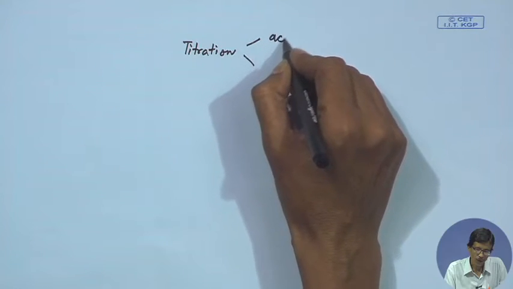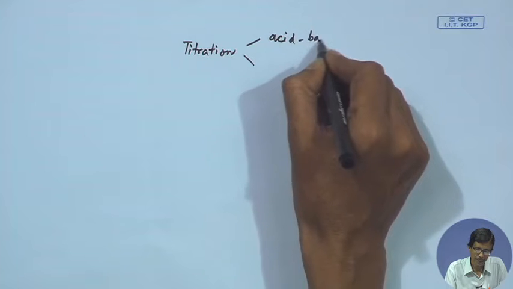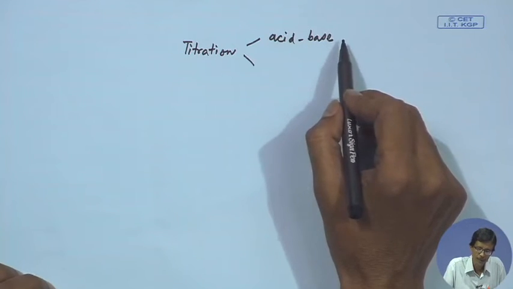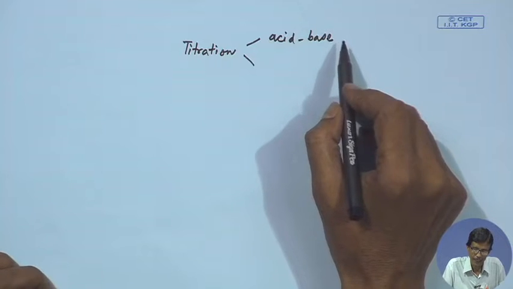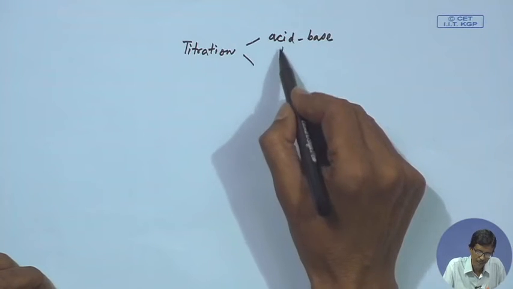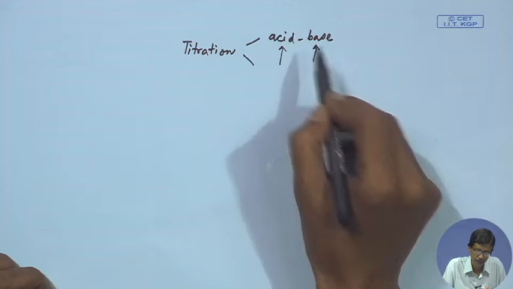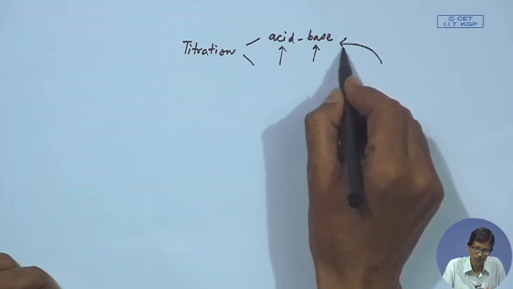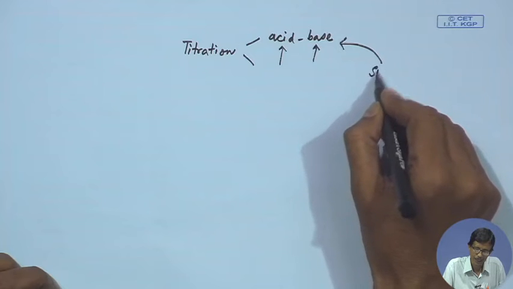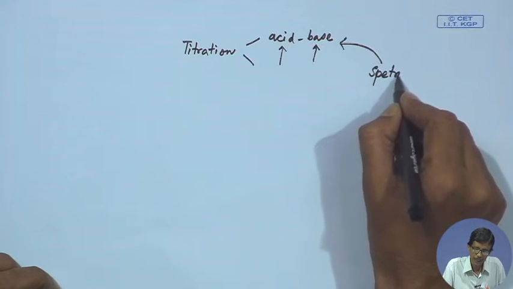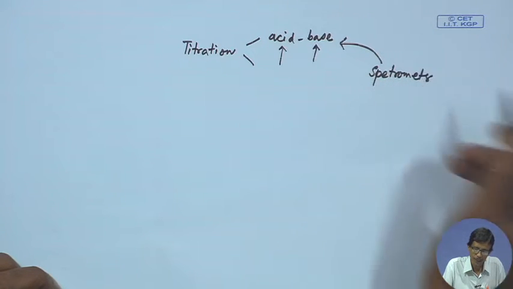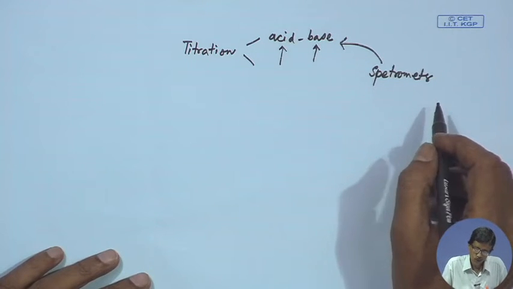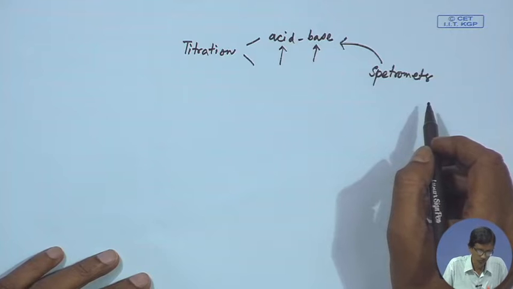So, in case of the typical acid-base titrations, where we know visually we can do it by corresponding manual titration, both the acid as well as the base are colorless. So, we cannot use a spectrometer or a spectrophotometer to detect the endpoint of this particular titration. So, what should be the solution for that purpose?